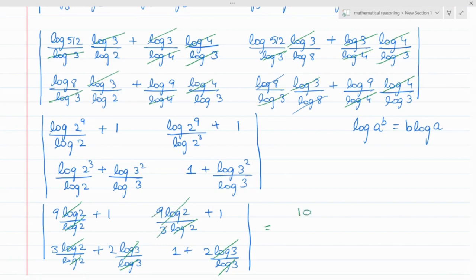9 by 3 is nothing but 3 itself. 3 plus 1, 4. 3 plus 2, 5. And 2 plus 1, 3. So when you calculate its determinant, that is 30 minus 20, which is nothing but 10. So 10 is the final answer to this question.